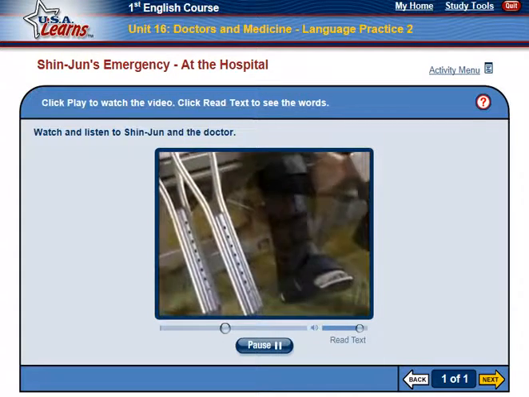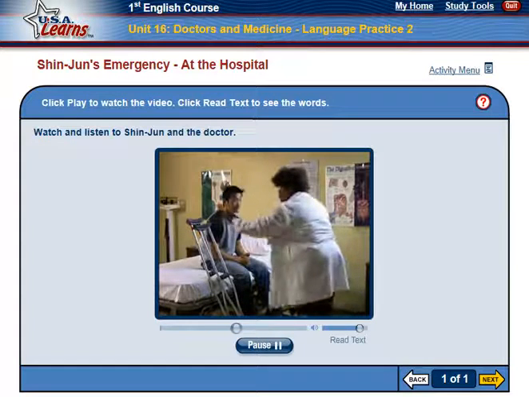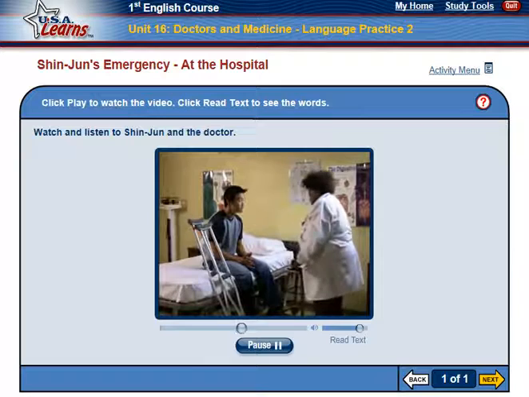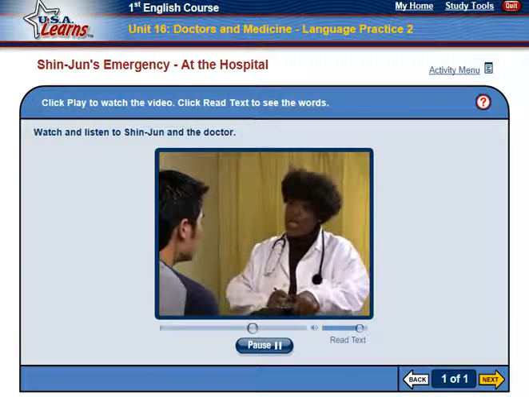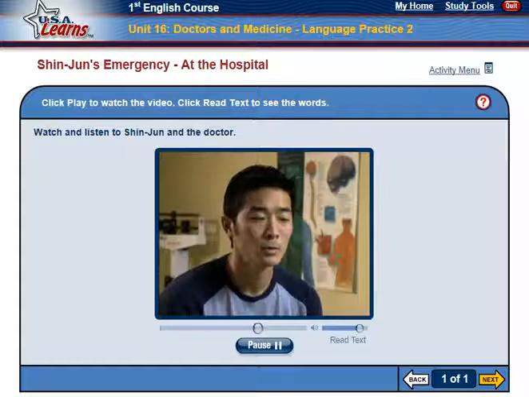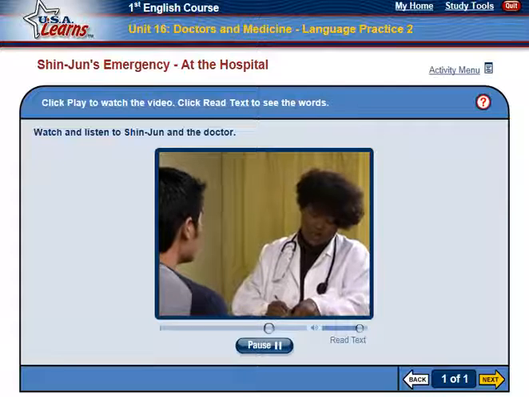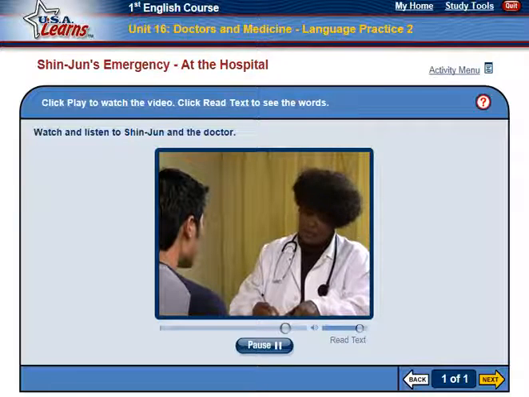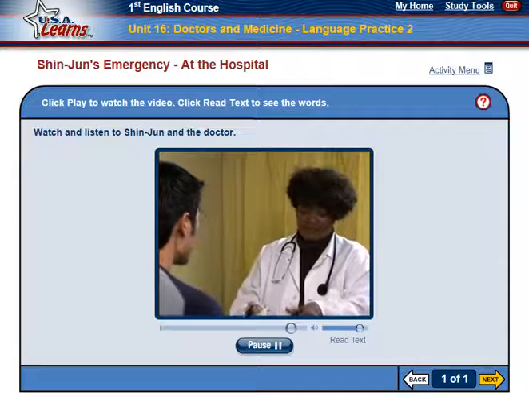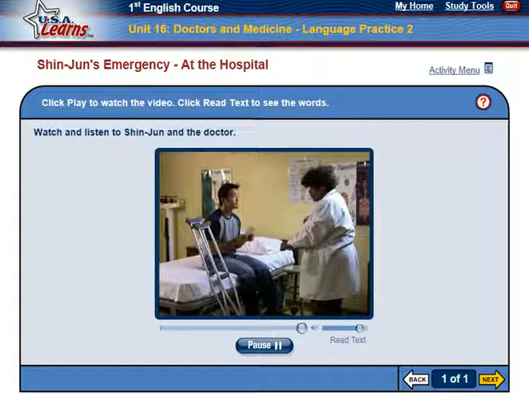Your cast looks good. And you have your crutches. I want you to take ibuprofen 4 times a day for pain. That's 2 tablets every 4 hours, okay? 2? Let me just write that for you. 2 tablets every 4 hours. Now go to the drugstore, pick up 1 bottle of ibuprofen, okay?